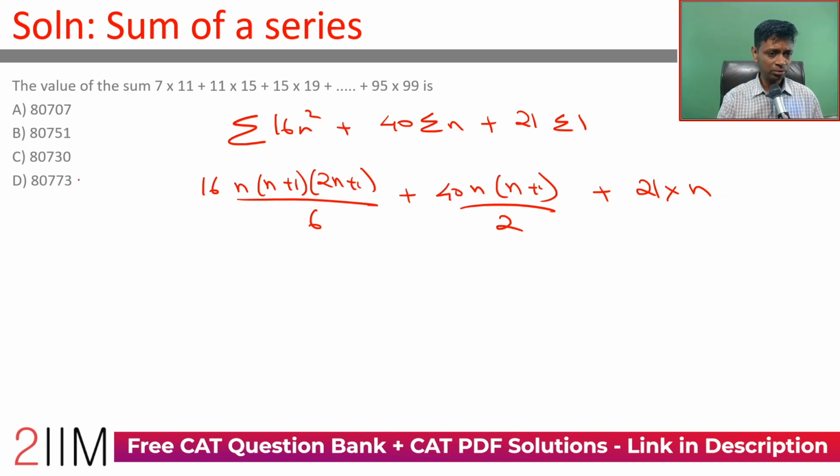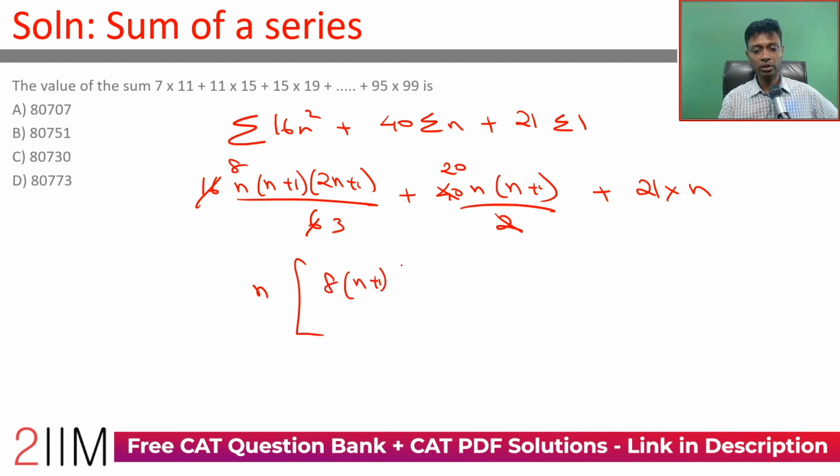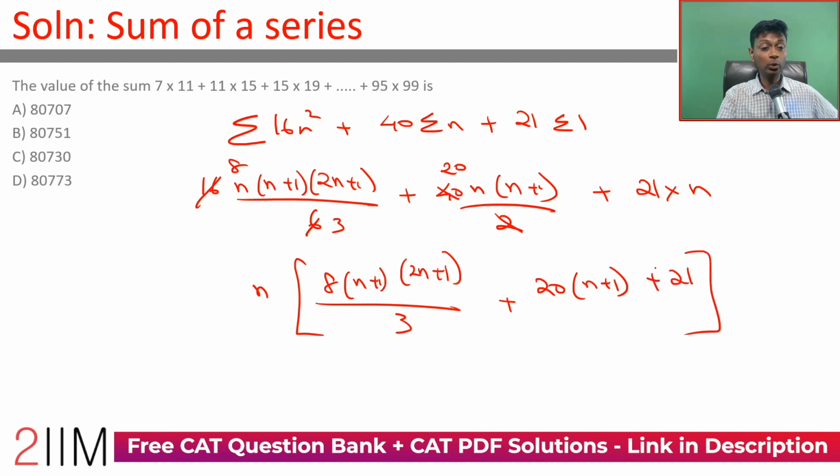Fine. So all these numbers seem to be adjacent to each other. This number is a multiple of n. So we can carve out n from this, and we can say which of these is a multiple of 23. That's one way of going about it. 16 by 6 is 8 by 3. This is 20. So simplifying this, we can get n out: 8 into n plus 1 into 2n plus 1 by 3, plus 20 times n plus 1, plus 21. This is what we are looking to find.